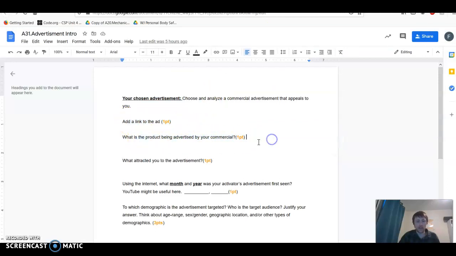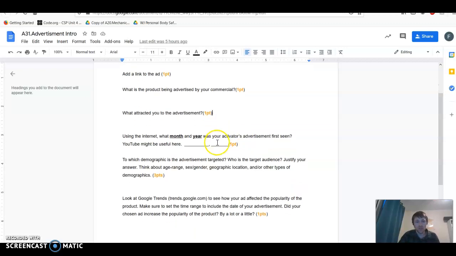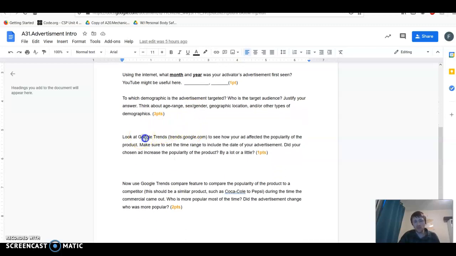What product is being advertised? Why are you attracted to this particular advertisement? Is it funny? Is it catchy? Does it have a really good message? Is it unique? When did this advertisement come out? If you just look at the date it was posted on YouTube, that's probably close enough to the date it came out, so you could just go with that. And then look it up on Google Trends.